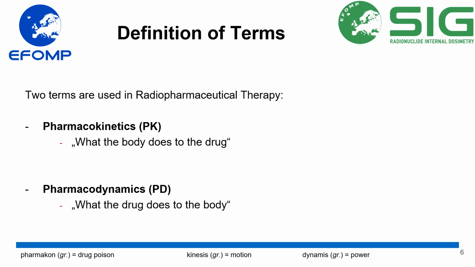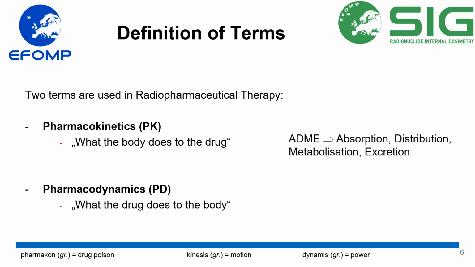Two terms with a clear, distinct meaning are used in radiopharmaceutical therapy. Pharmacokinetics, which describes what the body does to the drug, and pharmacodynamics, which describes what the drug does to the body. Pharmacokinetics is due to the absorption, distribution, metabolization, and excretion of the radiopharmaceutical. Pharmacodynamics is caused, for example, due to tumor cell killing.